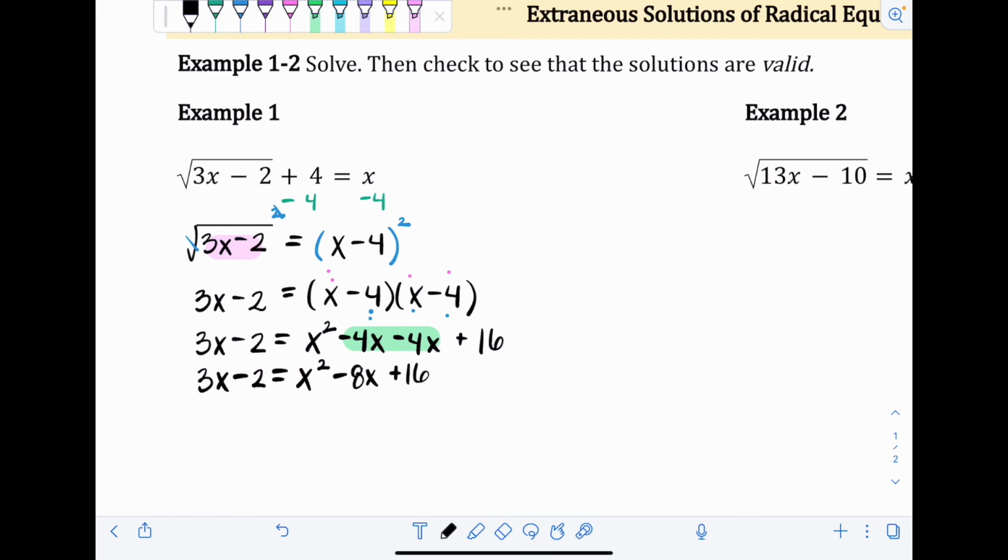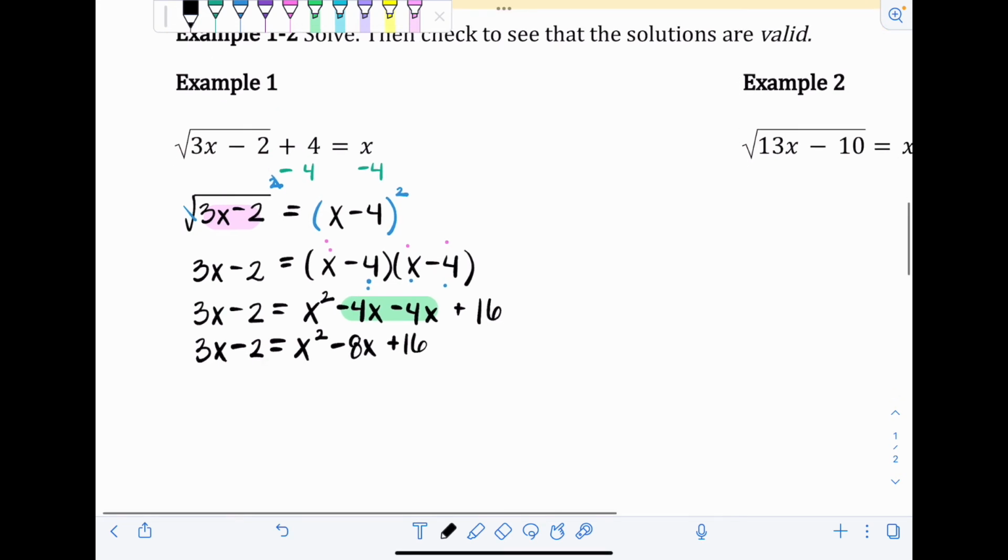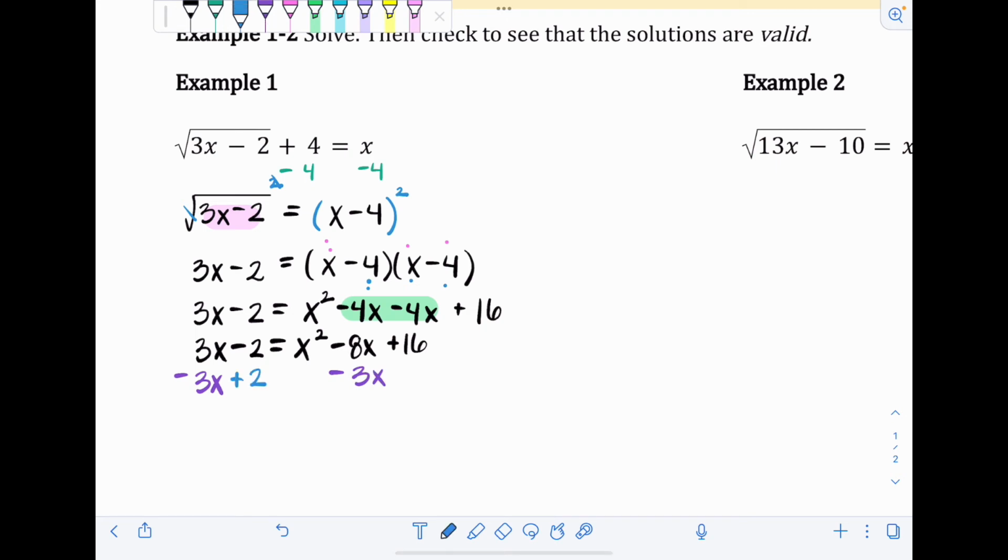And then now we can get everything on one side of the equal sign. So to do that, I have to subtract over the 3x because it's positive 3x. I'm going to subtract it from the 8x because those are like terms. And then I can add over the 2 since it's a -2, and I'll add that under the 16 since those are like terms. So these will cancel out entirely. I'll be left with 0 is equal to x squared, -8x minus 3x is -11x, and then 16 plus 2 is 18.